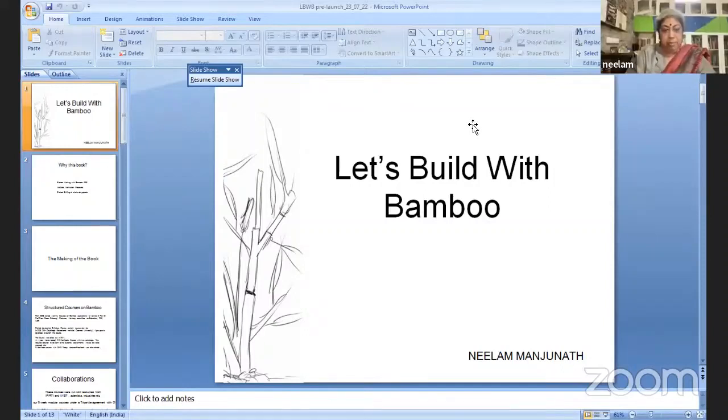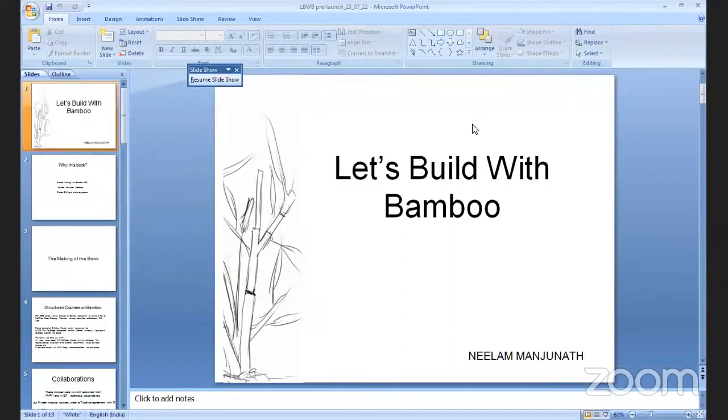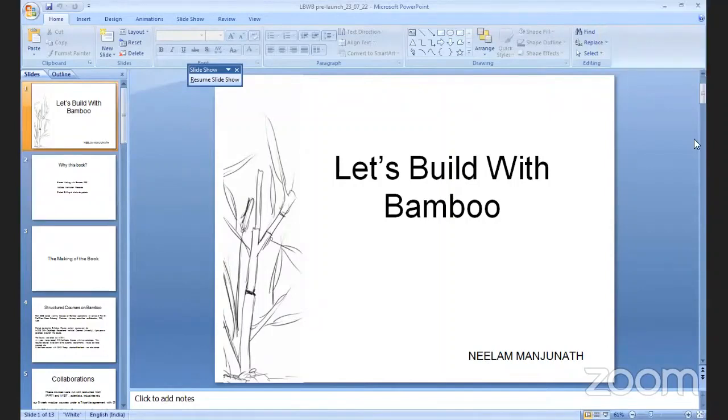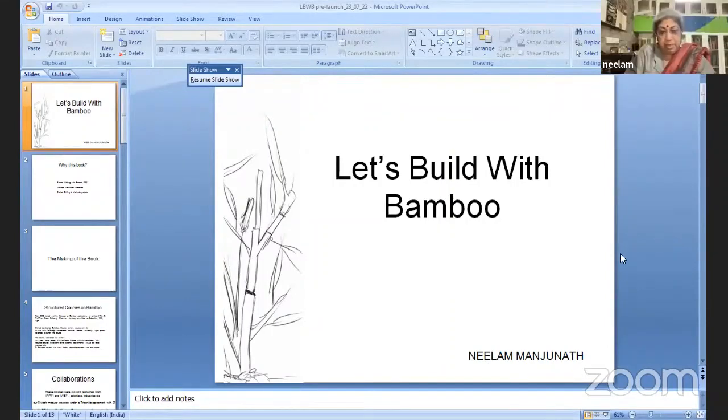So bamboo being a very symbiotic material, I looked at a title for the book, which would be like we are building together. And that's why the name of the book is Let's Build with Bamboo. Can we have the next slide?